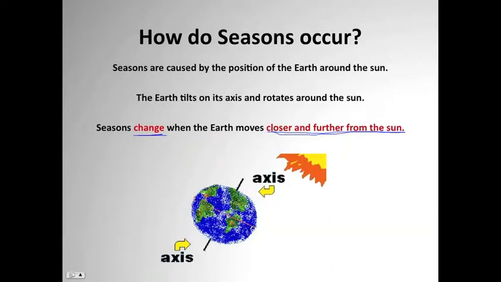So here we have the Earth. We're going to label this Earth so it makes more sense for everyone. So we have the Earth right here. And you can see that the axes are both labeled on both sides. And then up here we have the sun. So the sun shines, and as the Earth moves closer and further, this is what causes the change in the seasons. So if this doesn't make sense, it's okay.